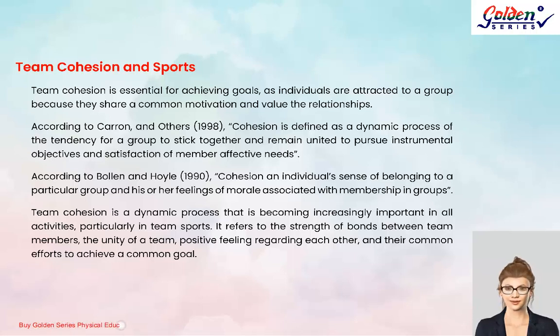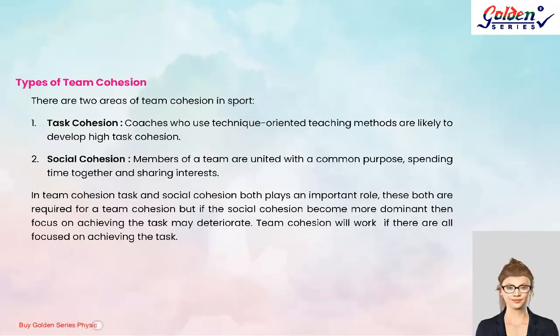Team cohesion is a dynamic process that is becoming increasingly important in all activities, particularly in team sports. It refers to the strength of bonds between team members, the unity of a team, positive feeling regarding each other, and their common efforts to achieve a common goal. Types of team cohesion. There are two areas of team cohesion in sport. 1. Task cohesion. Coaches who use technique-oriented teaching methods are likely to develop high task cohesion. 2. Social cohesion. Members of a team are united with a common purpose, spending time together, and sharing interests.